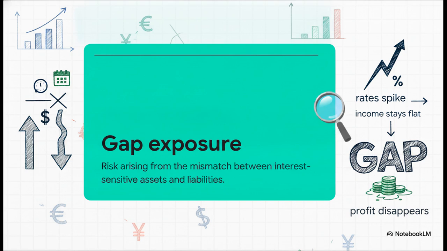Let's say you've got a loan where the interest rate adjusts every single month, but the income you get from your investments only adjusts once a year. Right there, you have a massive timing gap. If rates suddenly spike, your debt instantly gets way more expensive, but your income stays totally flat for the rest of the year. That gap on the timeline, that is exactly where your profit disappears. It's a critical duration mismatch that financial managers have to monitor constantly.